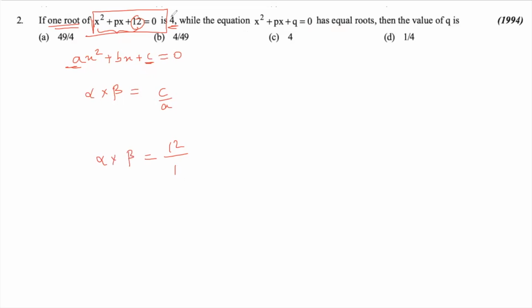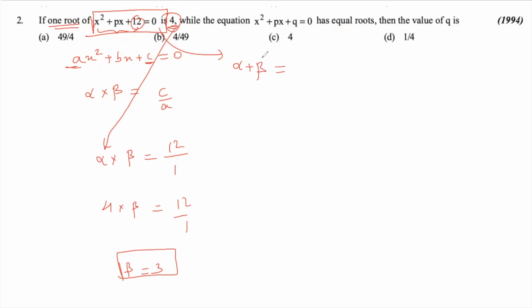And we have been given one of the roots as 4. So put one of the roots as 4. We will get 4 into the other root is 12 by 1. Or from here, the other root is 12 by 4, which is 3. Now, for this same quadratic equation, we know that sum of the roots is always equal to minus b by a.